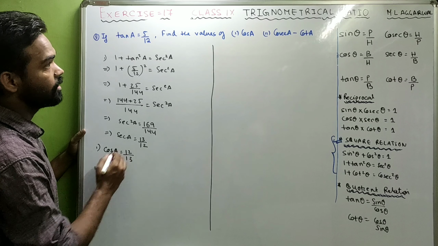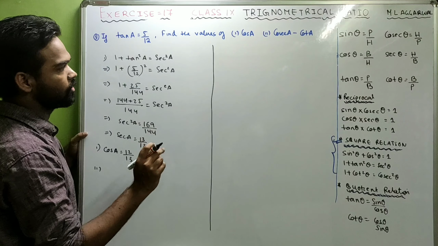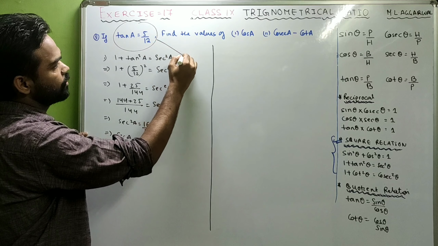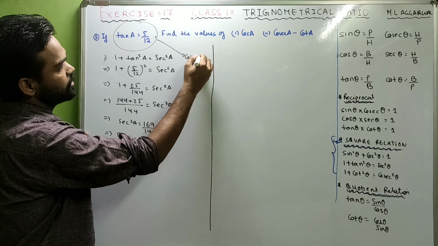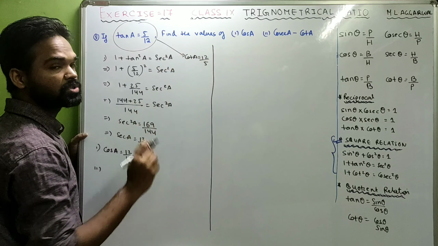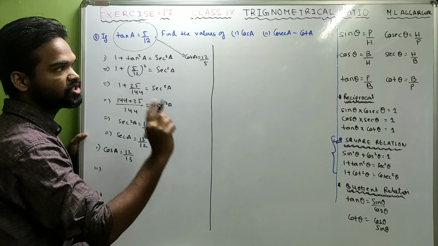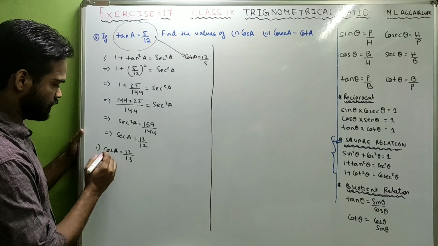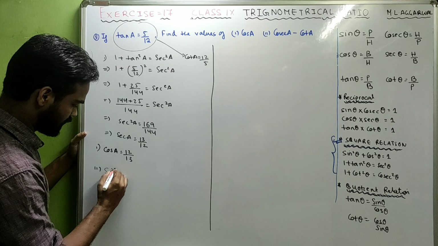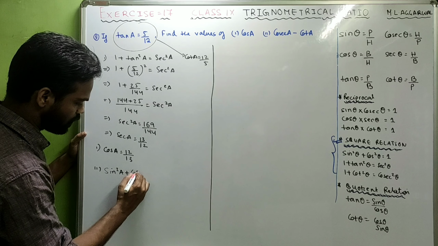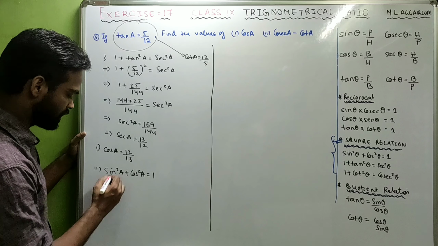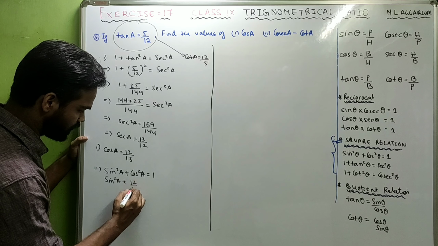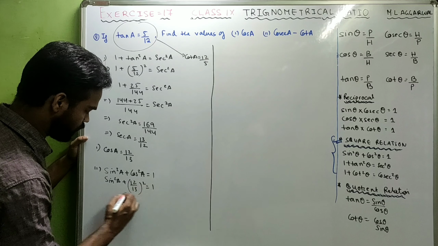Done. Then cosec A minus cot A. Cot A we know. Cot is the reciprocal of tan. So we know what is cot A. Cot A is 12 by 5. Now cosec A is the reciprocal of sine. So first find sine with the squared relation. See, we got cos. So sine square A plus cos square A equals 1, we know. Just substitute the value. So sine square A plus 12 by 13 whole square equals 1.